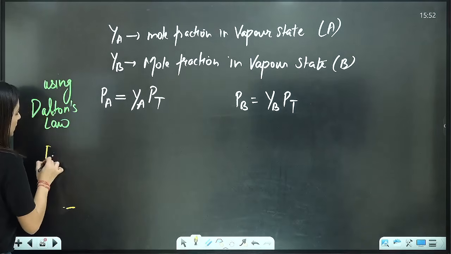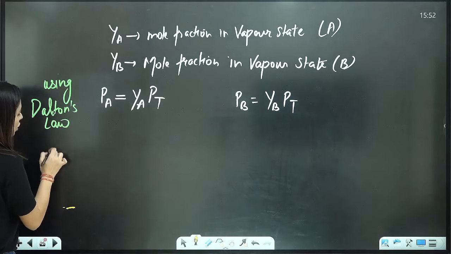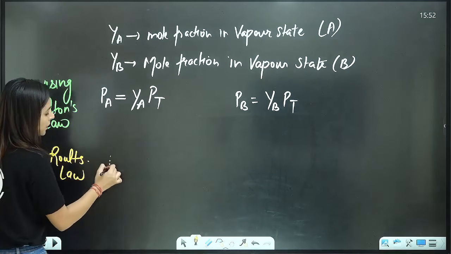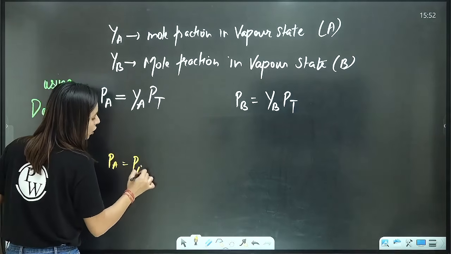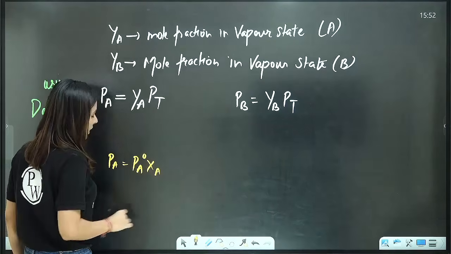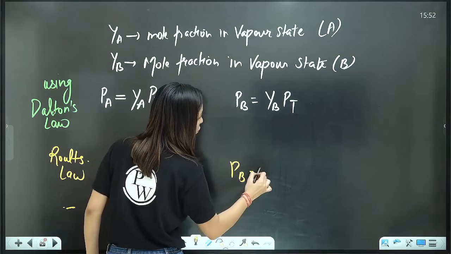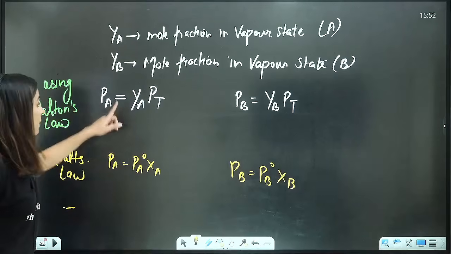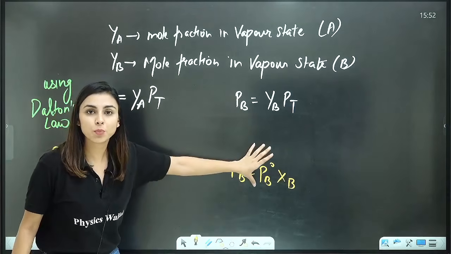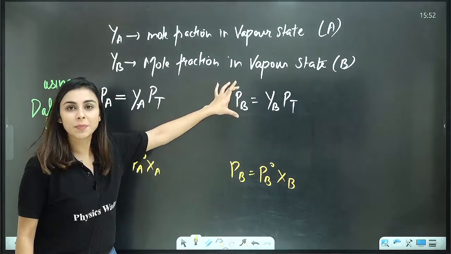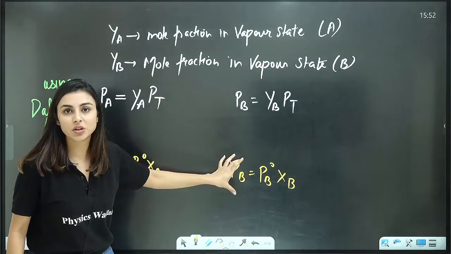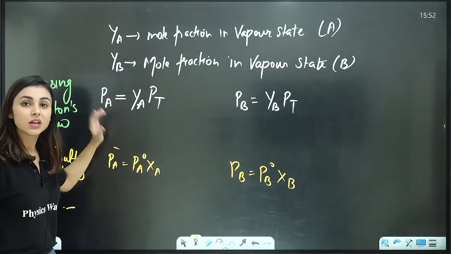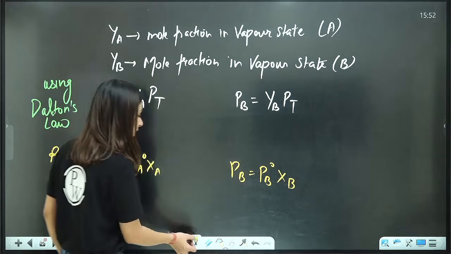If you talk about the expression according to Dalton's law, which we derived just now, and Raoult's law, PA is equal to PA naught XA, right? And PB is equal to PB naught XB, right? My dear students, you can equate both because it is the partial pressure of B in both, and the partial pressure of A in both. So equate both of them.